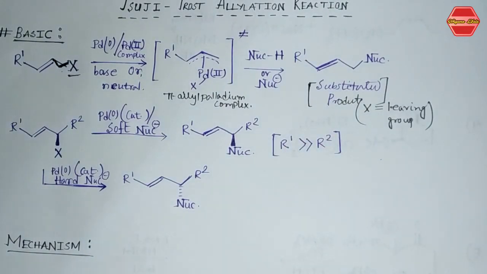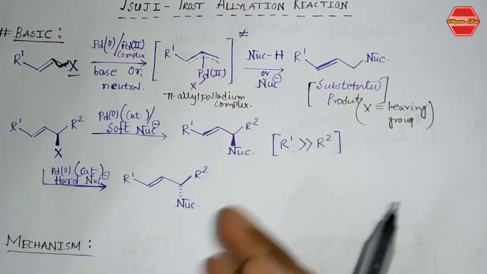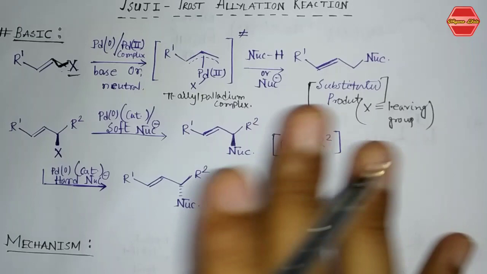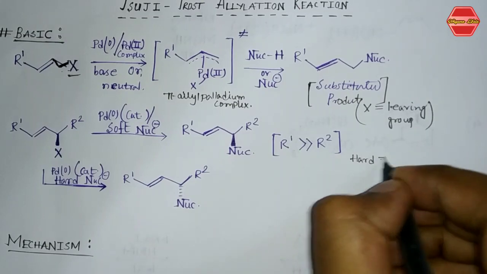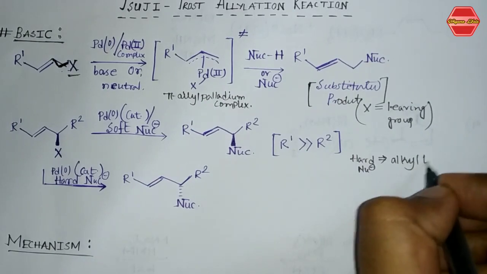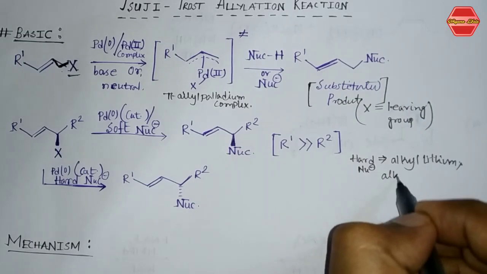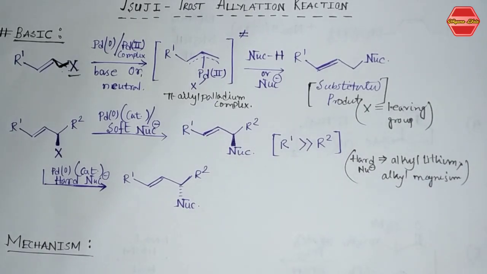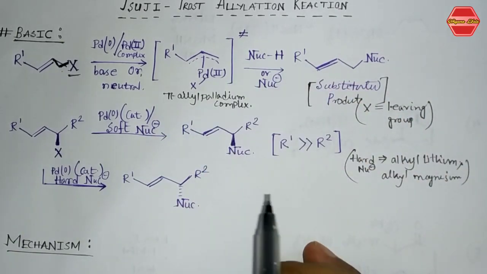Now the interesting thing is the stereochemistry, and how you can determine the overall regioselectivity or stereoselectivity of these reactions. In the case of hard nucleophiles, hard Nu minus is basically alkyl lithium or any kind of alkyl magnesium. So this is your hard nucleophile. If you use a hard nucleophile, then you get an inversion of configuration product.